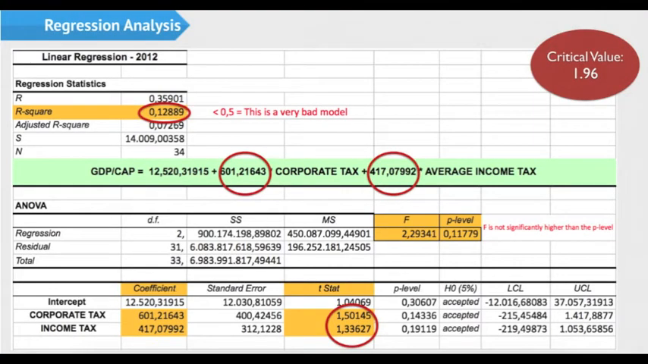We can see in this multiple regression analysis that R square is around 0.13. As it is lower than 0.5, we can assume that our independent variables are not relevant for the model. We can also see that an increase in 1 unit in corporate tax rates would cause an increase in 601 units in GDP per capita, and that an increase in income tax rates of 1 unit would cause the GDP per capita to grow by 417 units. Our t-statistics are both below the critical value 1.96, so this confirms the irrelevance of our variables.